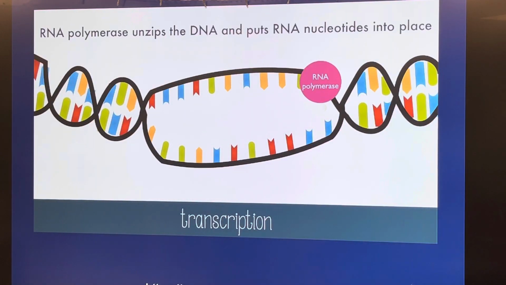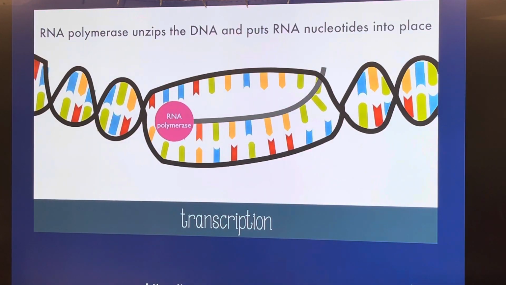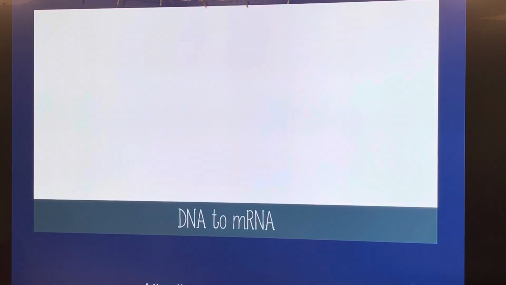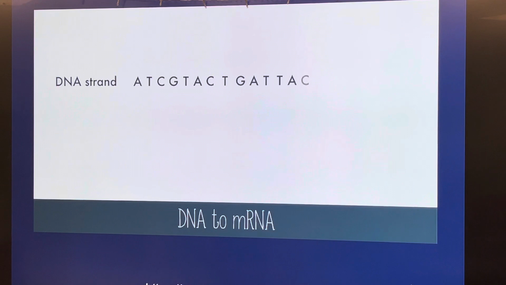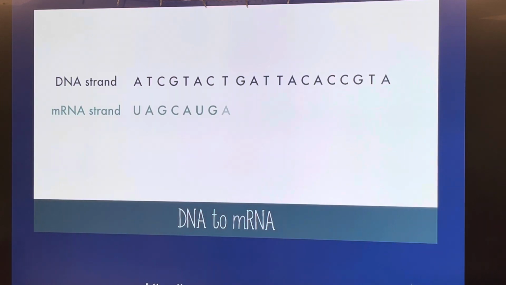RNA polymerase unzips the DNA and puts RNA nucleotides into the right place. C and G nucleotides match up, A and T nucleotides match up, but anytime the RNA places a complement to an A on the DNA, it places a U instead of a T in the RNA. Remember, RNA uses uracil instead of thymine. So, if the DNA strand looked like this, the complementary mRNA strand would be the complement, but each time there would normally be a thymine, there's a uracil in its place.